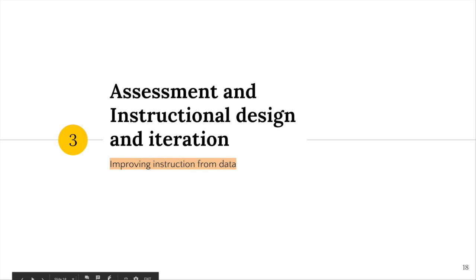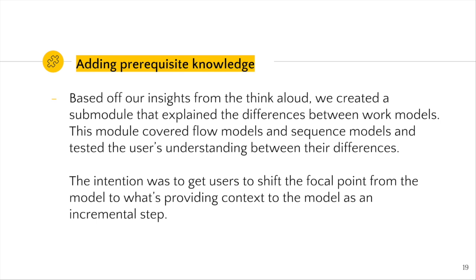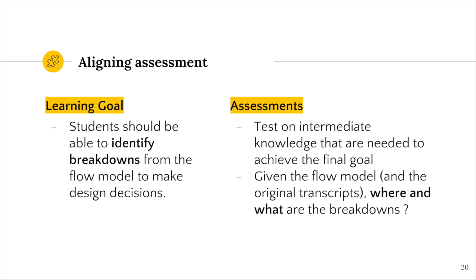So, from the result of the cognitive task analysis, we made changes to our assessments and started to design our instructions. Firstly, based on our CTA findings, students lack prerequisite knowledge needed for completing the application questions. There is a lot more factual knowledge needed before teaching the skills and principles. That's why we created a submodule to serve for this purpose. The intention was to get students to shift the focal points from the model to what's providing context to the model as an incremental step.